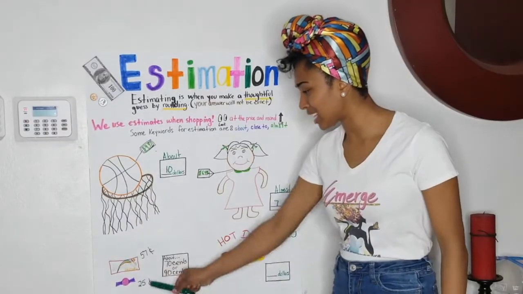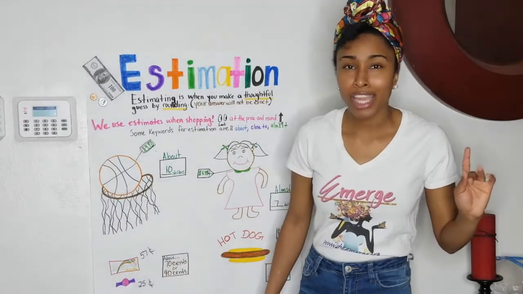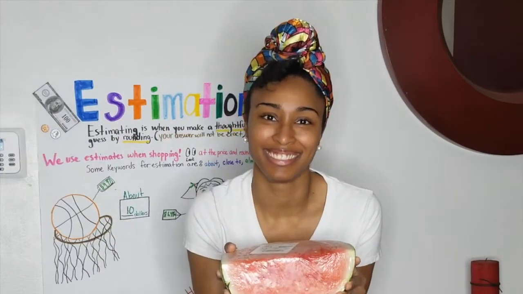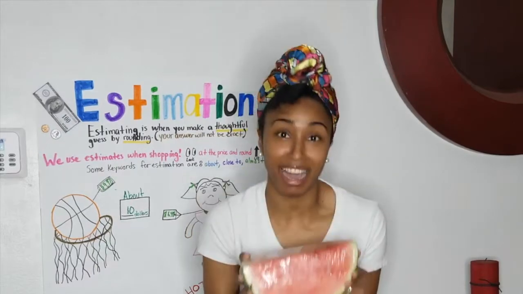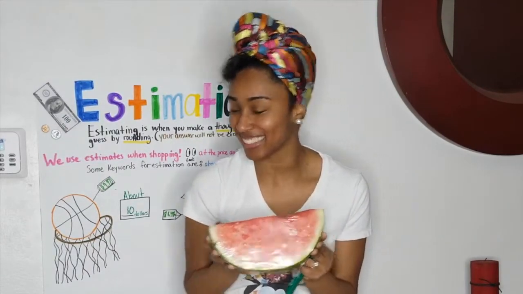Okay, now let's look at this one. Ooh, that looks so yummy. But before, here is the key word. Watermelon. I love watermelon. Okay? That's the key word for your exit ticket.